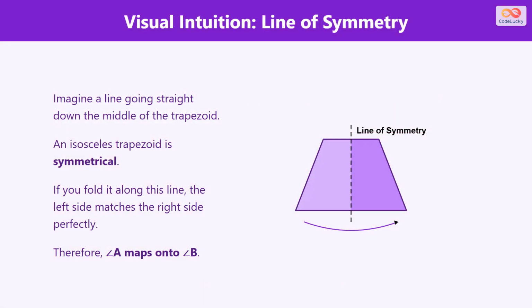A great way to visualize this is through symmetry. Imagine a vertical line running straight down the center. Because the legs are equal, the shape is perfectly symmetrical. If you folded it in half, the left side would map perfectly onto the right side, meaning angle A must be exactly the same as angle B.